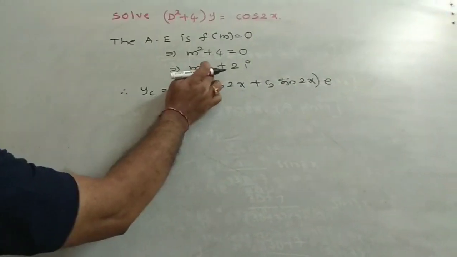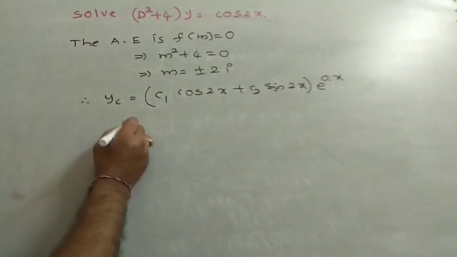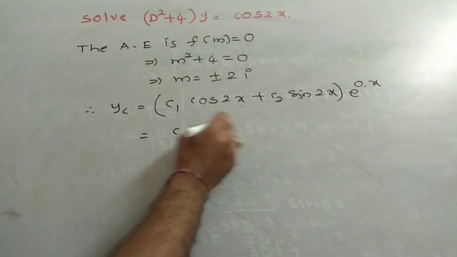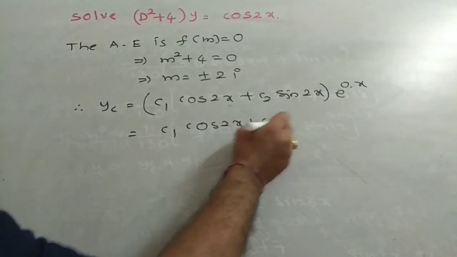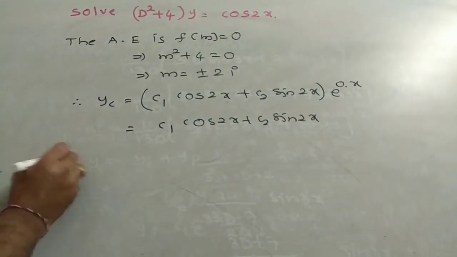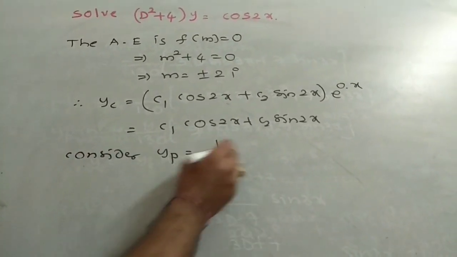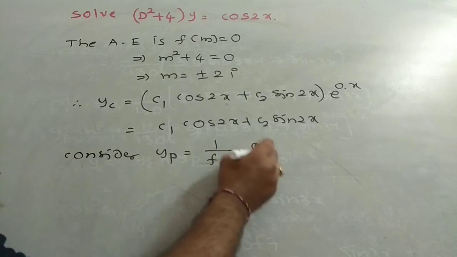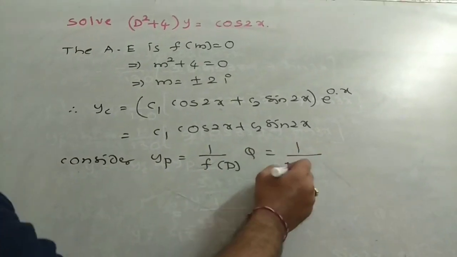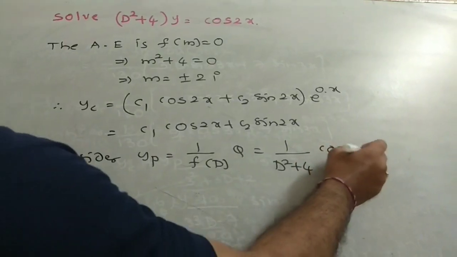There is no real part in the complex root, so it is 0 into x. Or I can write c1 cos 2x plus c2 sin 2x. This is about yc. Now you are entering into yp. The yp formula is 1 divided by f of d of q, 1 divided by d square plus 4. Q means it is cos 2x.